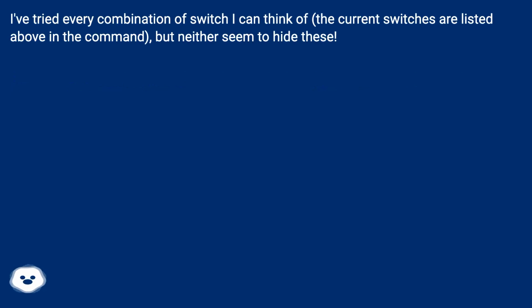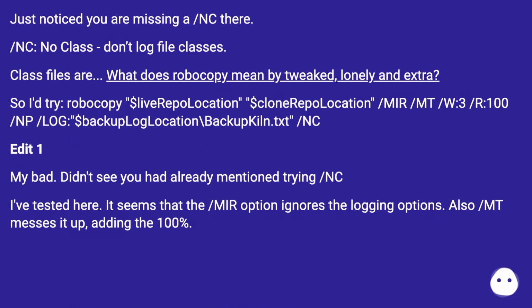I've tried every combination of switch I can think of. The current switches are listed above in the command, but neither seem to hide these. Just noticed you are missing a /nc there. /nc, no class, don't log file classes. Class files are... What does Robocopy mean by tweaked, lonely and extra?